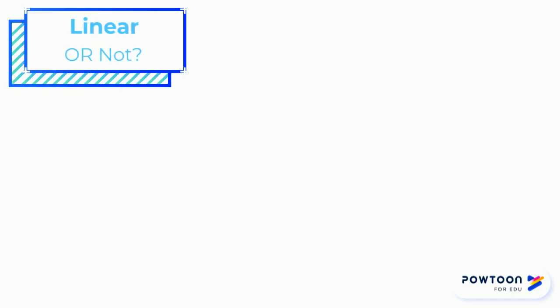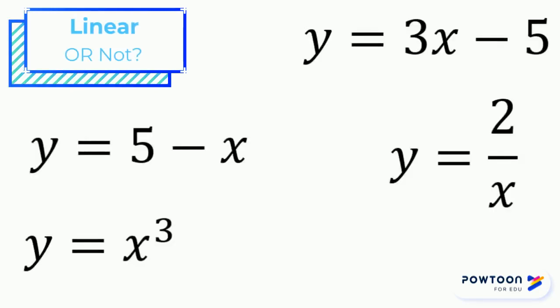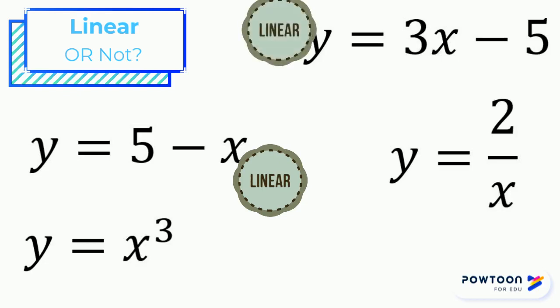To see if something is linear or not, we need to look to see if we can put it in the form of y equals mx plus c. So our 2 options that we have are 5 minus x, because that can actually be negative x plus 5, as well as 3x minus 5.